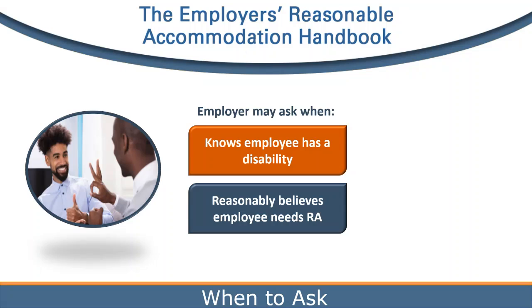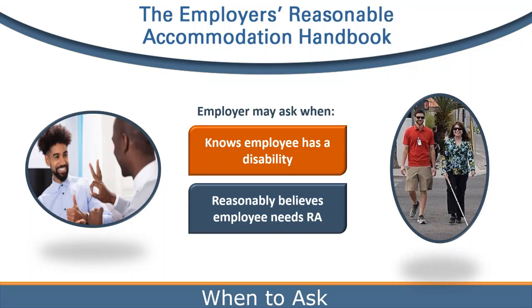The second example is about an employee who is blind who works with a team that is being relocated to an office building in a different location in the same city.